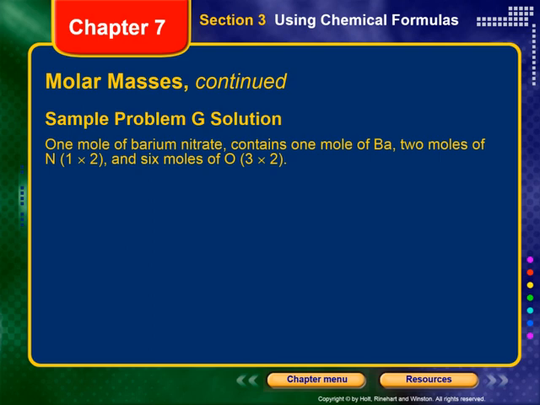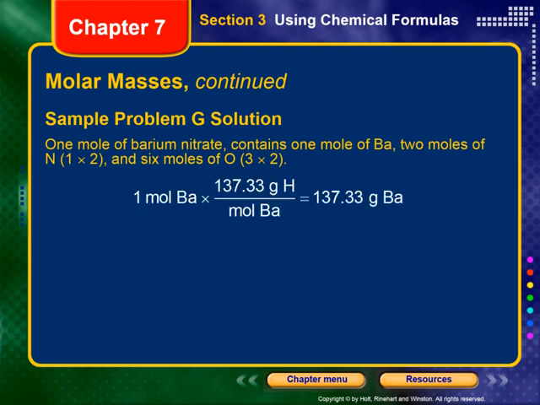So 1 mole of barium nitrate contains 1 mole of barium, 2 moles of nitrogen, and 6 moles of oxygen. So first I'm going to convert 1 mole of barium into grams of barium using the molar mass of barium from where? The periodic table. Cancel out moles of barium to reveal 137.33 grams of barium.